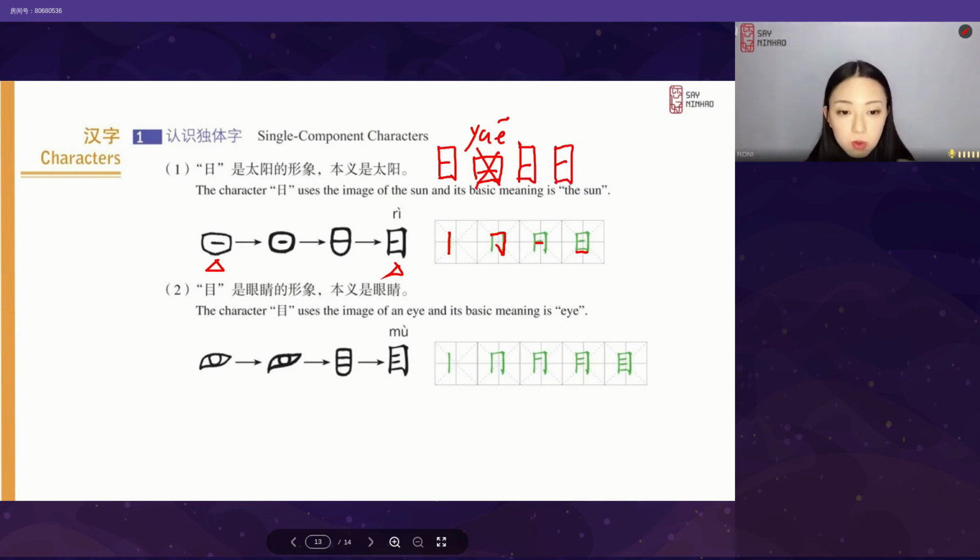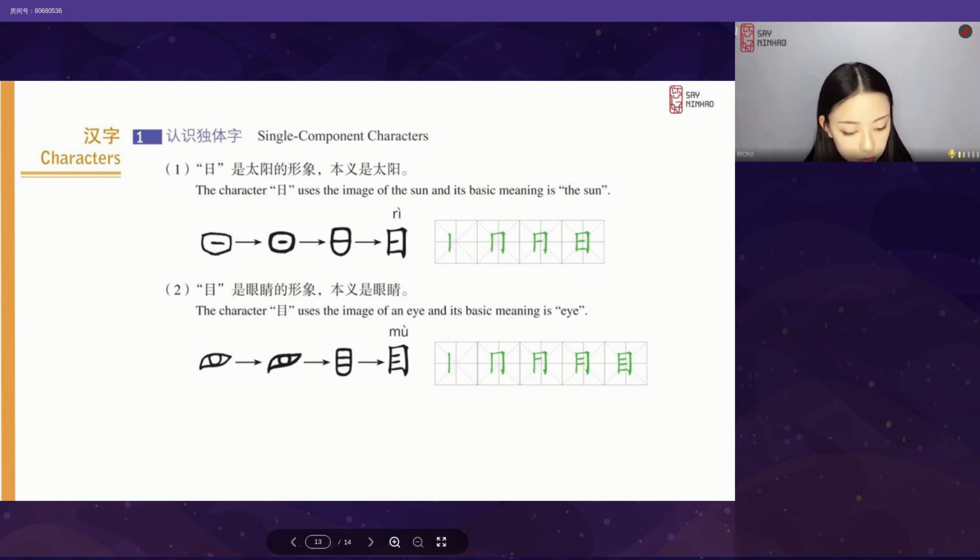Next one is 目. We can see there is one more line inside the 日. Just one more line. Okay, try to write it with me. First a vertical and then a vertical turning hook. And then two horizontals and then close it. Try to write it again. Vertical, a horizontal turning hook, and then two horizontals and then close it. And this one is thin and tall too.